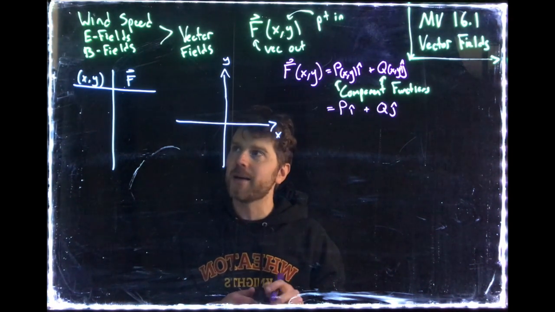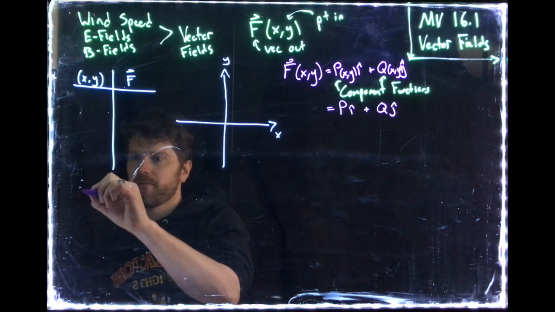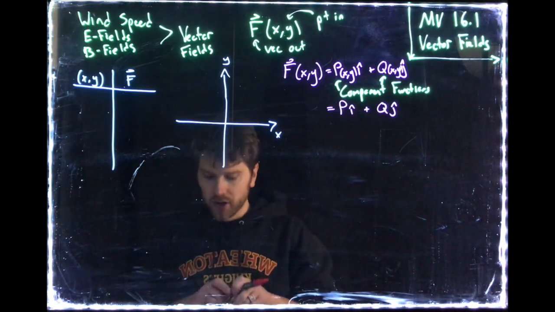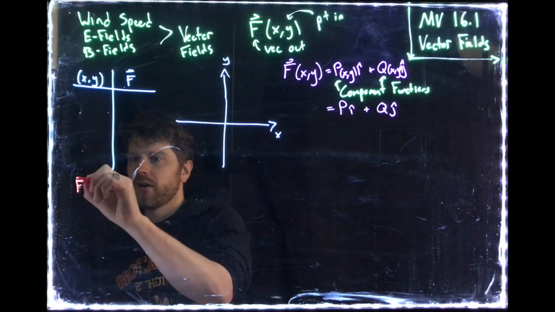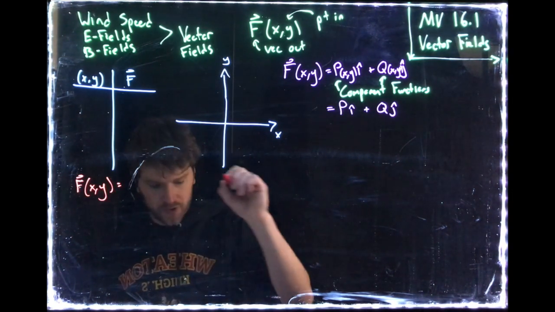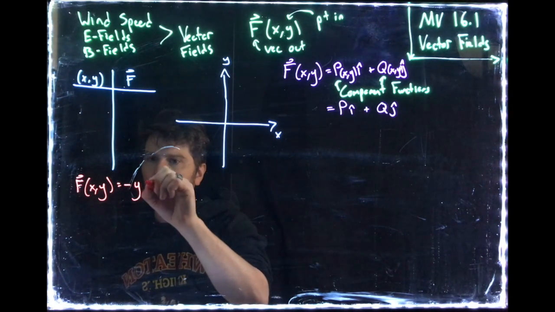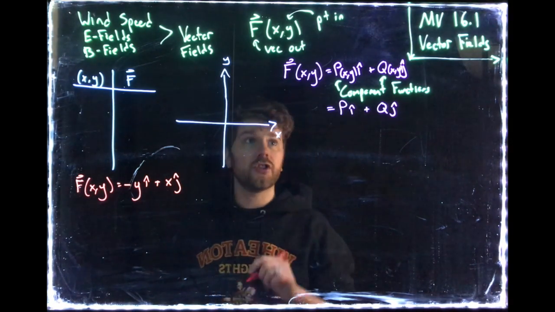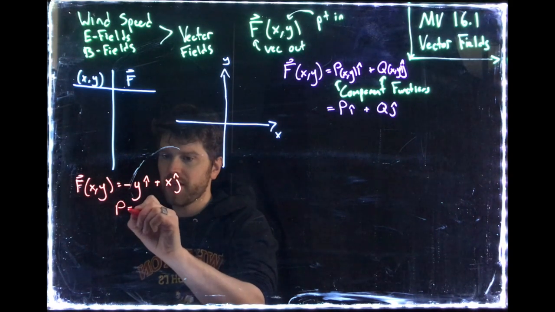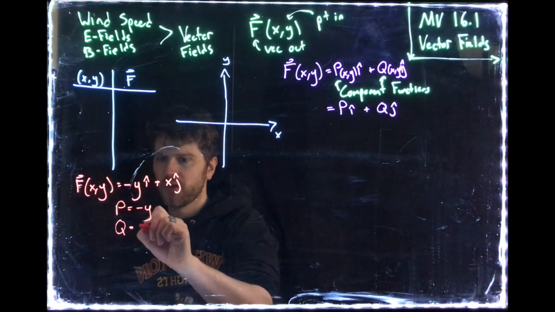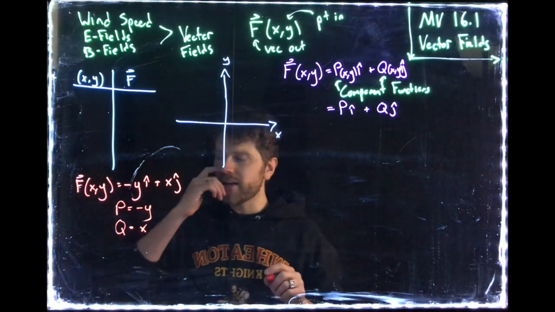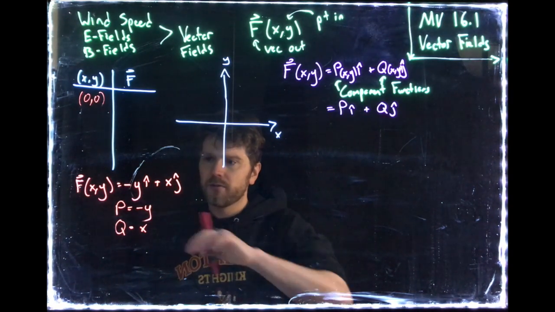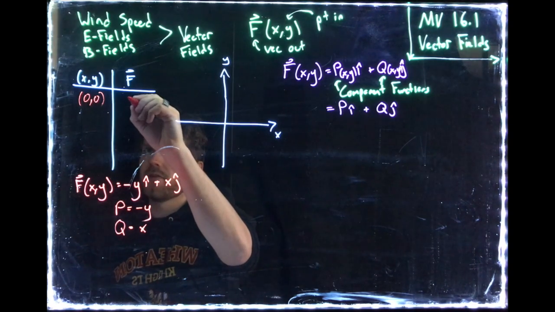So let's actually look at an example of one of these. We're going to take this vector field, change colors just to be as colorful as possible. We're going to look at f of x, y equals negative y i hat plus x j hat. Just as a note, if we're doing this, we'd say that the function p is negative y and the function q is positive x. Well, let's get an idea of what this looks like. Let's just plug in some things. If we start with 0, 0, we get the vector 0, 0. We get the zero vector.